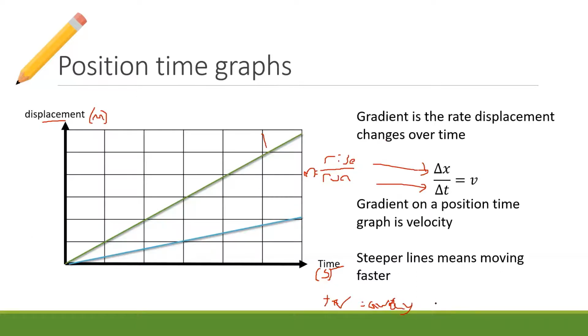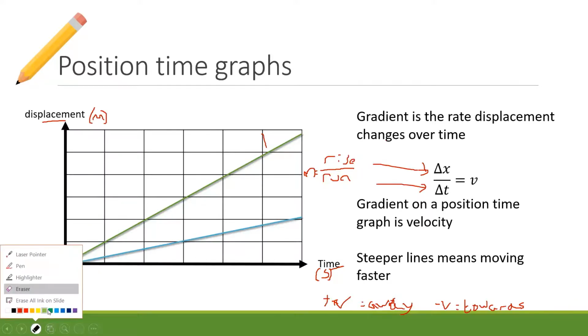Whereas negative v means moving towards. So in this case, we've got a positive gradient. It's moving away. Let's look at this gradient actually. If I take this gradient here, if I draw this, actually I should change to green, shouldn't I? Because I'm going to draw this green one.